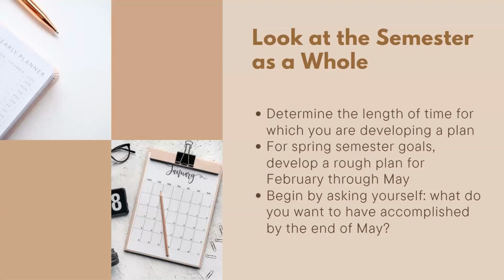We have to start, before we can look at what we're doing step by step, by looking at the semester as a whole. You want to consider the project and go as far in the future as you can to figure out what your eventual endpoint is. In terms of looking at a semester plan, we are considering a rough plan for February through May. So the beginning step is determining what you want to have accomplished by the end of May.